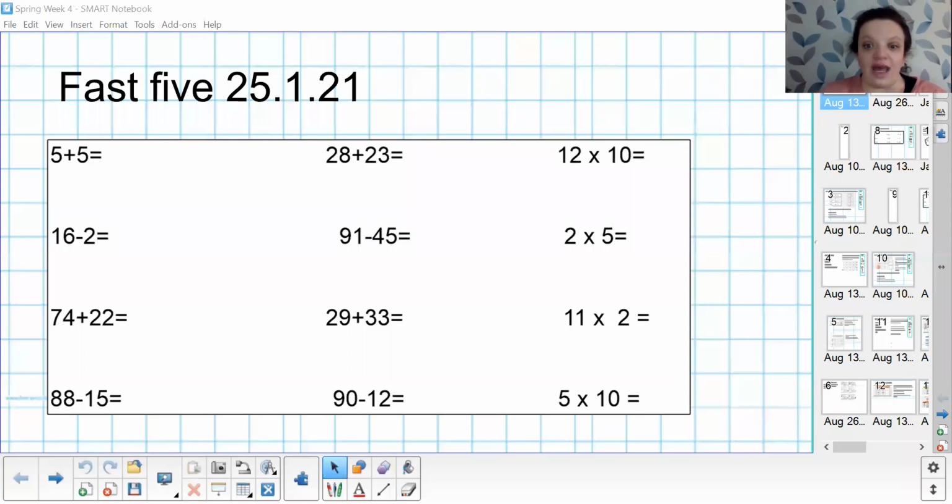Okay, so as always, we're going to start with our fast five. Pause the screen now and have a go at doing as many of these questions as you can in the next 5 minutes. Off you go. Okay, well done. Let's go through our answers.